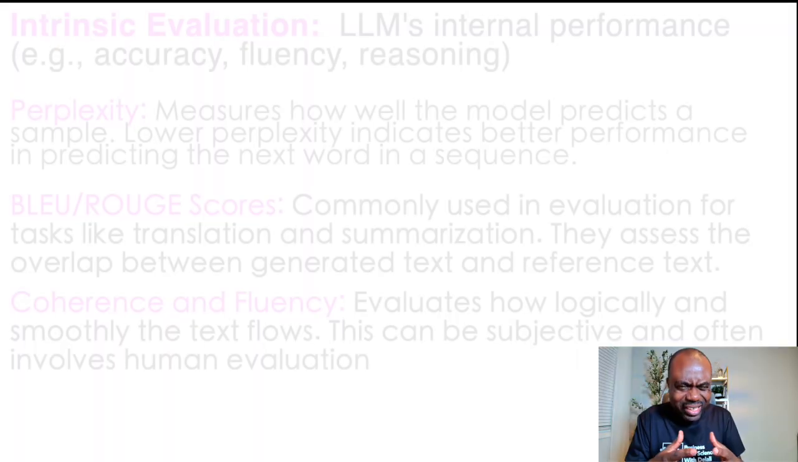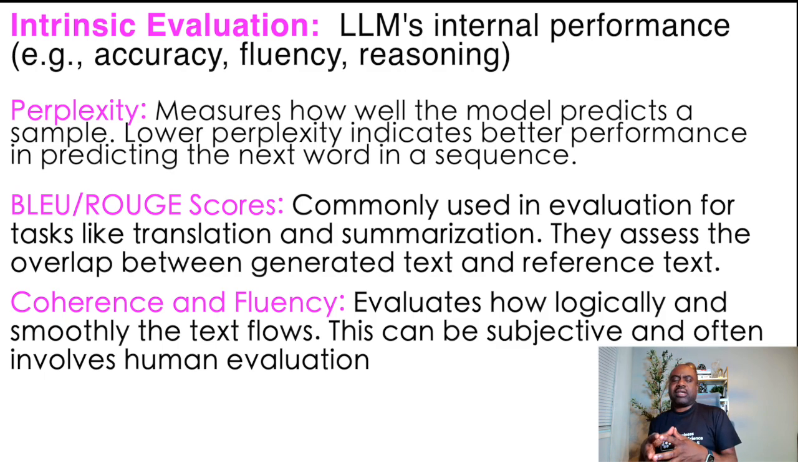The first category under this is the intrinsic evaluation. Intrinsic means that you are evaluating the internal performance of the large language model: the accuracy, the reasoning, the fluency of the model. You can use metrics like perplexity, which measures how well the model predicts a sample, or things like the BLEU or the ROUGE score. All of those are intrinsic because we are evaluating the internal workings of the model.